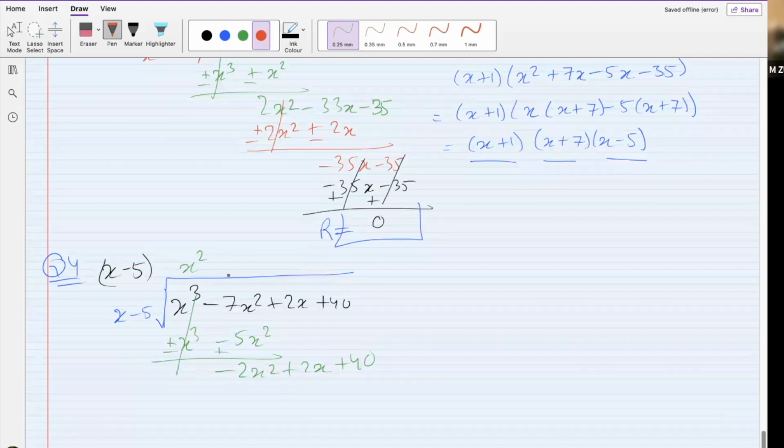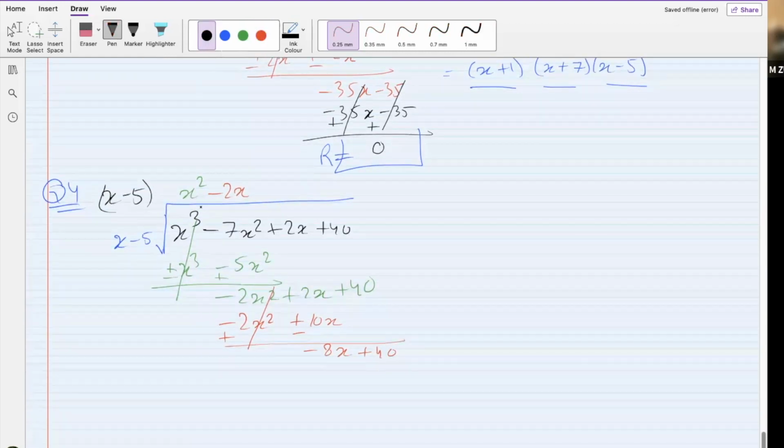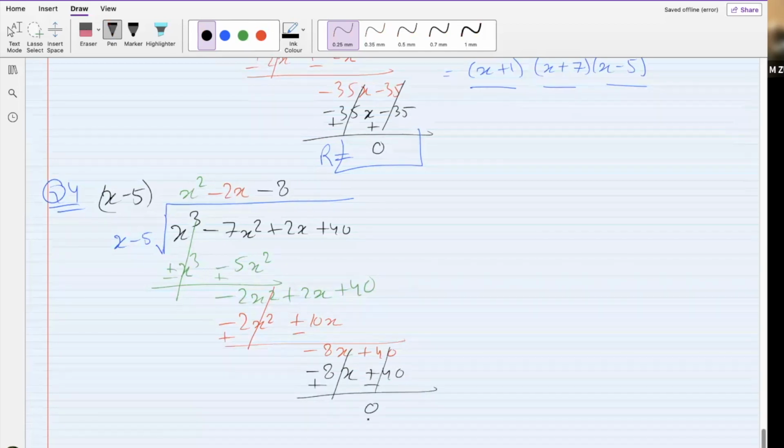Then to get minus 2x square, we multiply it with minus 2x. This is minus 2x square plus 10x. Change the signs. Add these: minus 8x plus 40. To get minus 8x, we multiply with minus 8. So minus 8x plus 40. We change the signs and then add them. So first part done. The remainder is equal to 0. That means it is a factor.